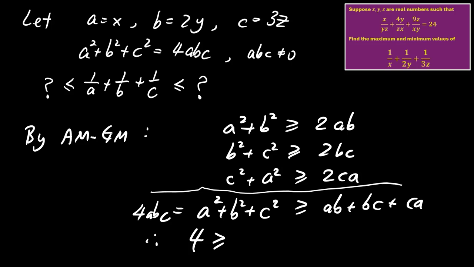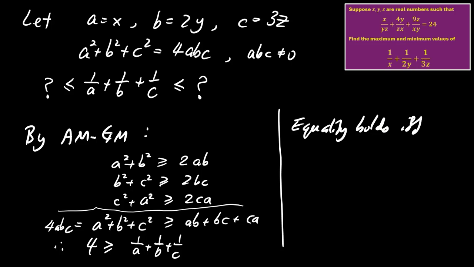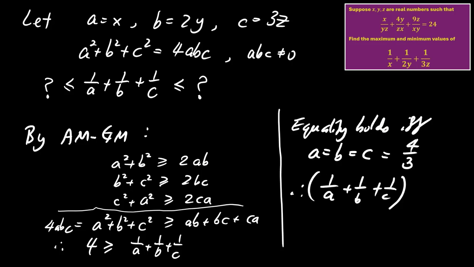We have 4 is greater than or equal to 1 over a plus 1 over b plus 1 over c, which means that we get the upper bound of the sum of the reciprocals. We need to check when equality holds. Equality holds if and only if a equals b equals c, which in this case is 4 over 3. Therefore, the maximum for this expression equals 4.